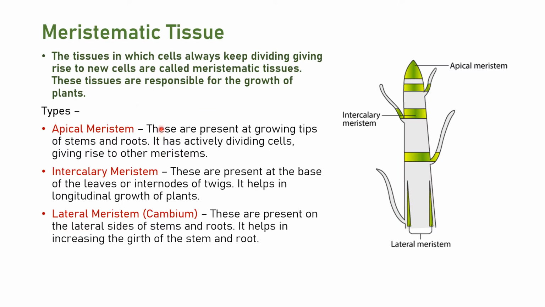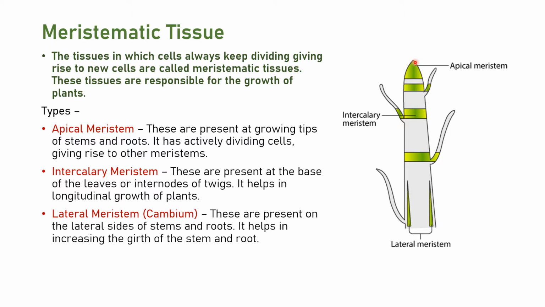The first tissue is meristematic tissue. Now, meristematic tissue is a tissue which keeps dividing and dividing, right? It never stops dividing. So these are the cells which keep dividing and are called meristematic tissues, right? Now, there are three types of meristematic tissue. Apical meristem, as you can see, is found at the shoot tip.